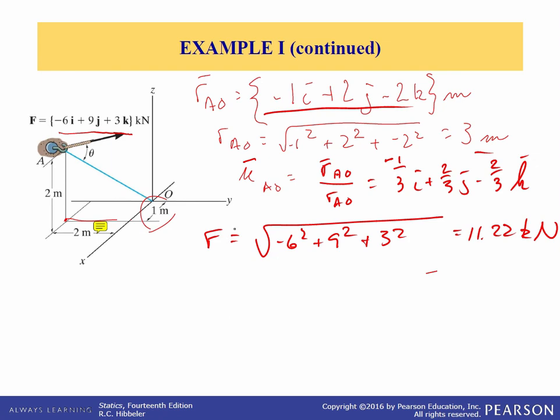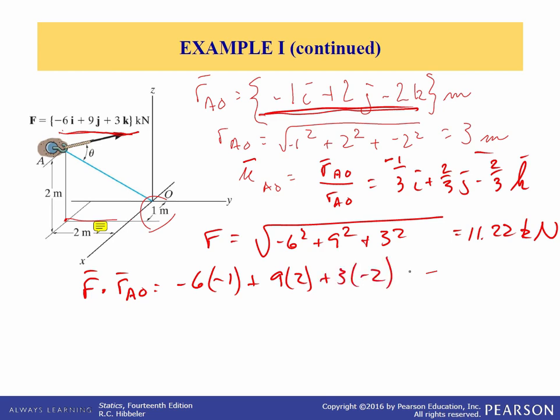So we're going to need the dot product between the force F and the vector RAO. So F dotted with the vector RAO is the vector F, which is here, dotted with RAO, which is here. You should be able to tell by now that it's just -6 times -1 plus 9 times 2 plus 3 times -2. And that comes out to be 18 kilonewton meters.